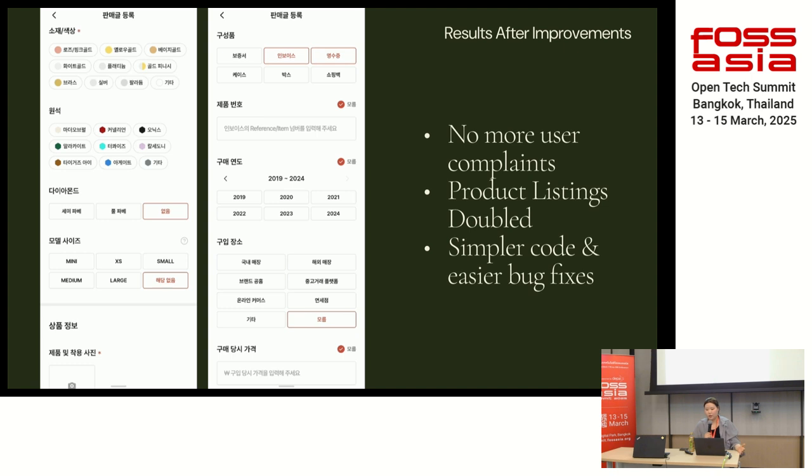After this change, we saw great improvements. There were no more user complaints about product registration issues. The registration process became faster, and the number of registered products doubled. The code becomes simpler, making it easy to fix bugs and add new features.